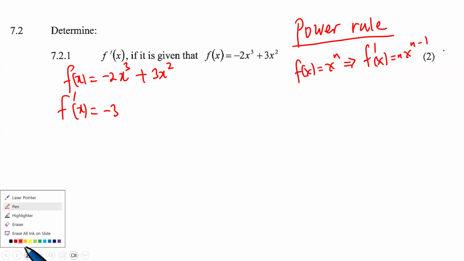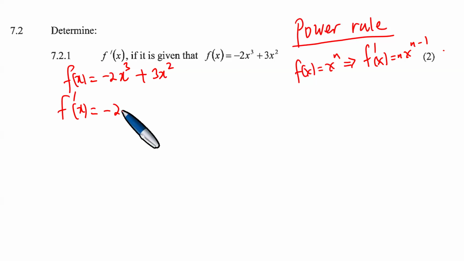So this one is minus 2 times 3, x to the power 3 minus 1, plus 3 times 2, x to the power 2 minus 1. So this is the derivative. What we do is we bring down the powers and we subtract 1 from the powers themselves. Bring down 3 and subtract 1 from 3. Bring down 2, and we subtract 1 from 2. This is called the power rule because we're dealing with the powers of x.